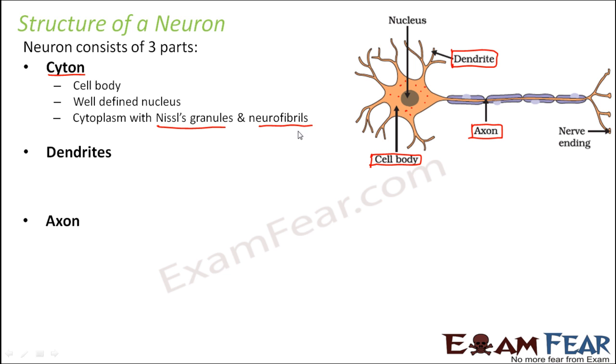And it also has neurofibrils, which are thin thread-like structures present in the cytoplasm, and they run through the cytoplasm and extend into the axon and dendrites also. So the thread-like structures are present even in the dendrites and the axon region as well.